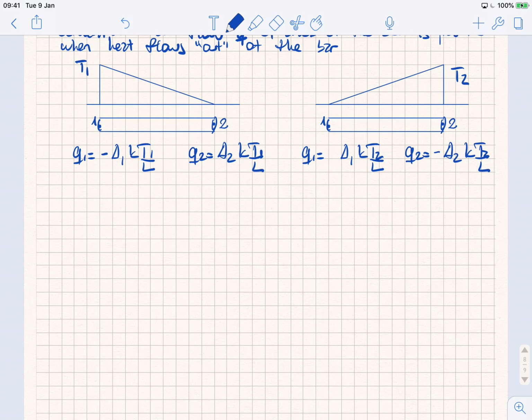Where is heat going? Outside or inside? Inside. Okay, that's why on the right hand side you have a negative. Anyways, it's just a matter of convention. You could have chosen the other way, but as long as you are consistent, it's just fine.